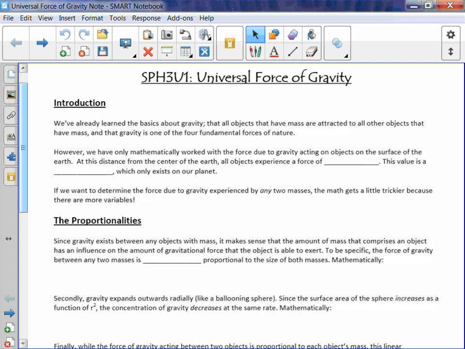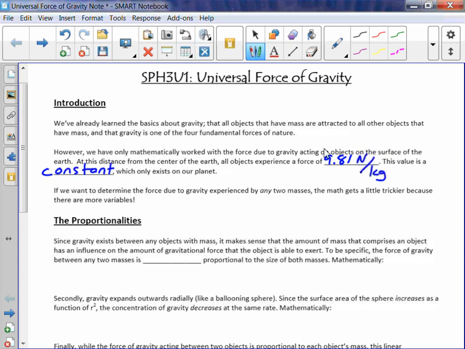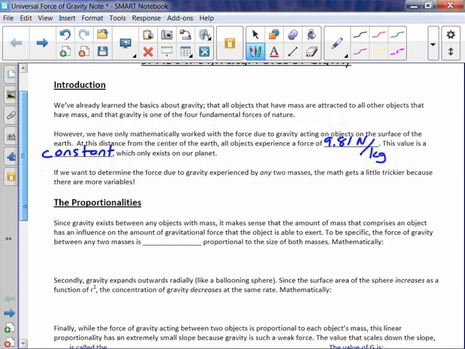Introduction. We've already learned the basics about gravity, that all objects that have mass are attracted to all other objects that have mass, and that gravity is one of the four fundamental forces of nature. However, we have only mathematically worked with the force due to gravity acting on objects on the surface of the Earth. At this distance from the center of the Earth, all objects experience a force of 9.81 newtons per kilogram. This value is a constant, which only exists on our planet. If we want to determine the force due to gravity experienced by any two masses, the math gets a little trickier because there are more variables.